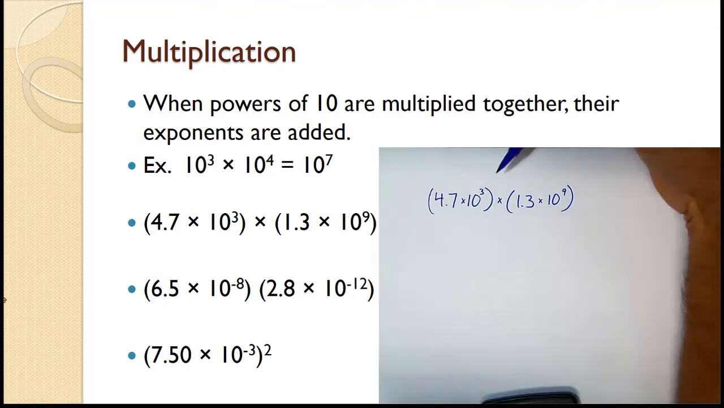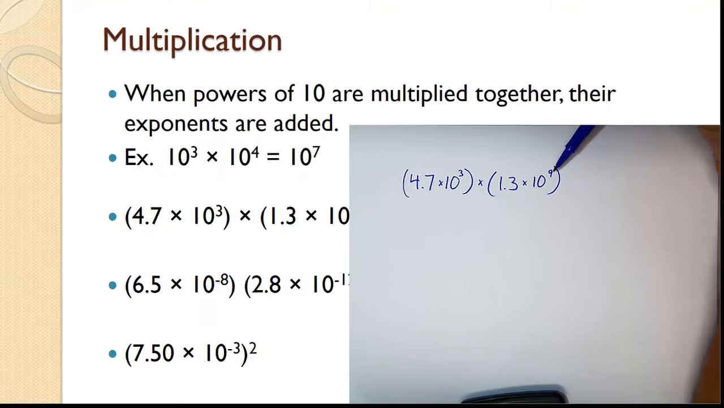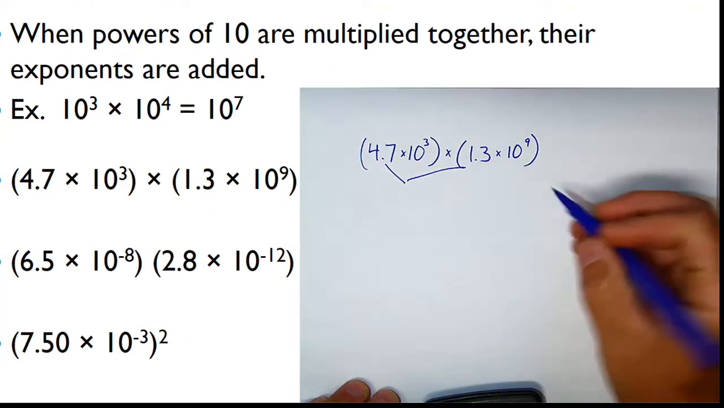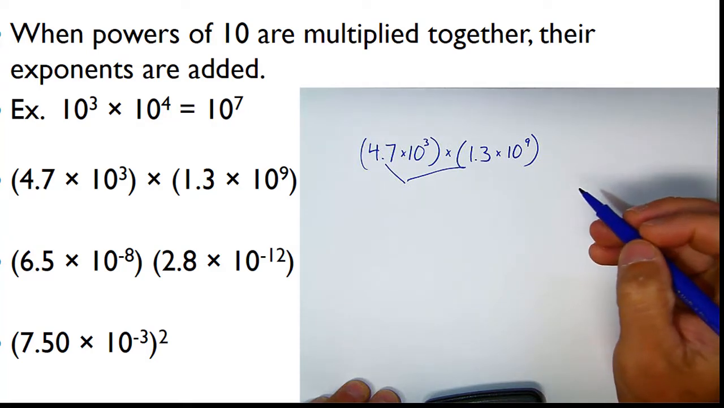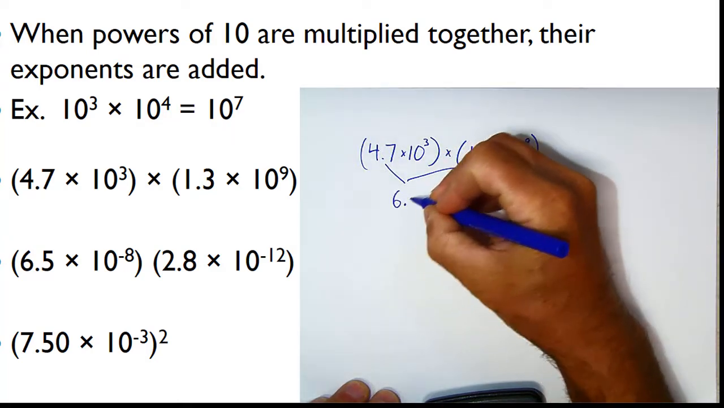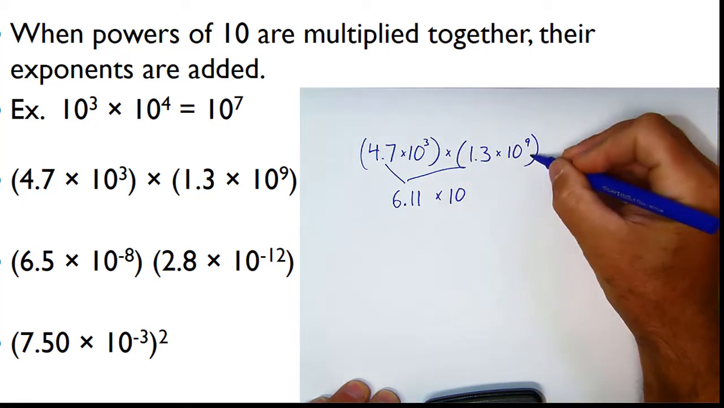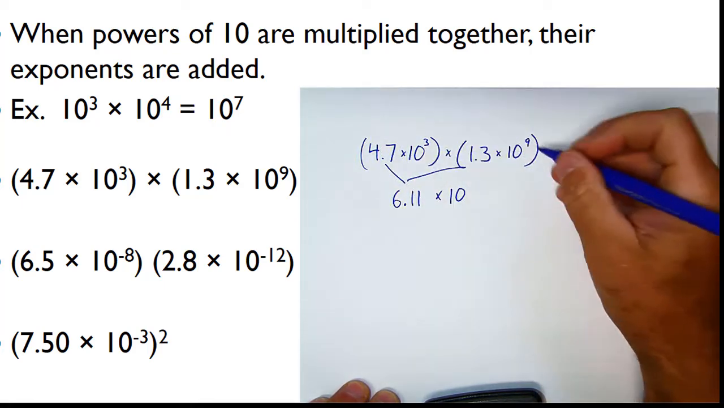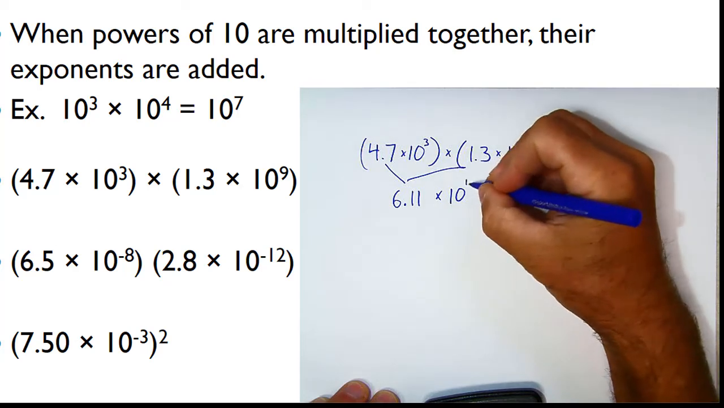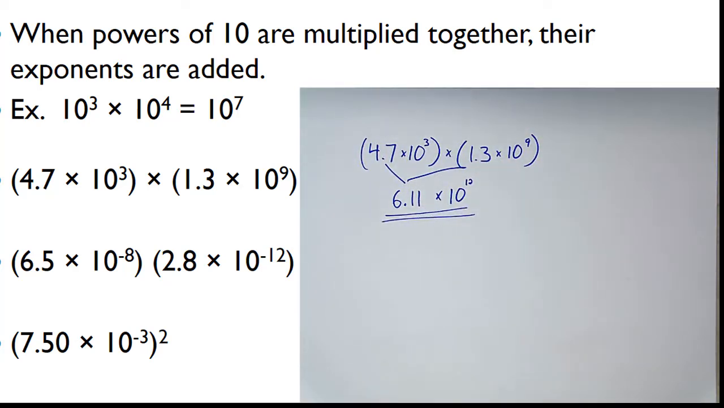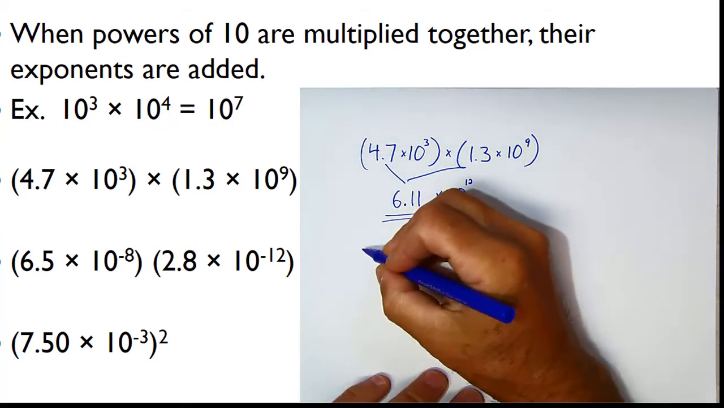Okay, our first one, 4.7 times 10 to the 3rd times 1.3 times 10 to the 9th. Well, we can just multiply those coefficients together. Again, the powers of 10 don't have to match to multiply, and we get 6.11. And 10 to the 3rd times 10 to the 9th, these are all just being multiplied together. Add those exponents, that gives us 10 to the 12th. We're in scientific notation. Done. That's all there is to it. What about the next one?